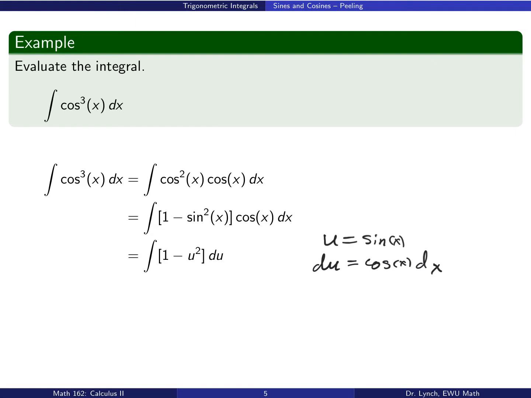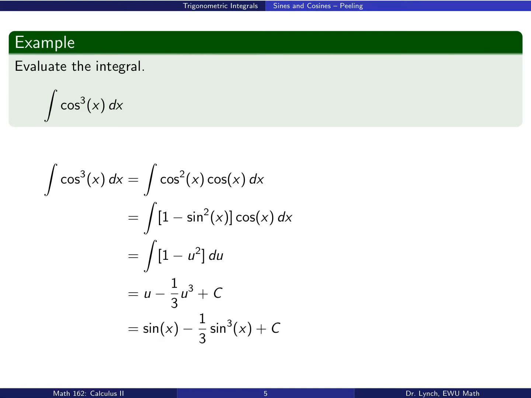With u equals sine of x, du is cosine of x dx, and we're left with a simple power integral, 1 minus u squared du. Of course, this integrates up as u minus 1/3 u cubed, and we can go back to x world here to express the indefinite integral as sine x minus 1/3 sine cubed x plus an arbitrary constant.